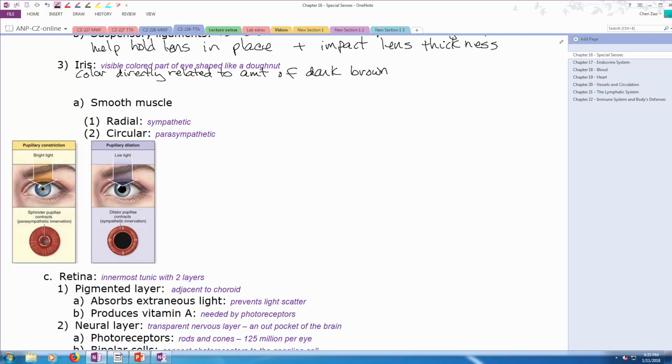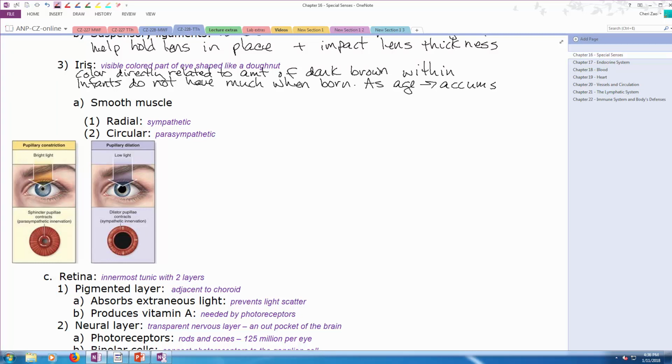Hang on, let me finish this. Color is directly related to the amount of dark brown pigment within it. Caucasian infants do not have much when born. As they age, this accumulates. And then we see the actual color of the eye that we will say that we have when we say we have blue eyes or brown eyes or green eyes or hazel eyes later on in life.